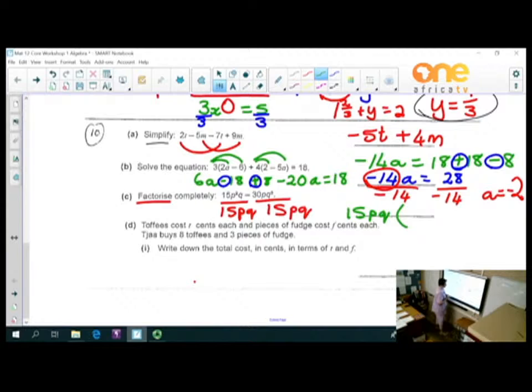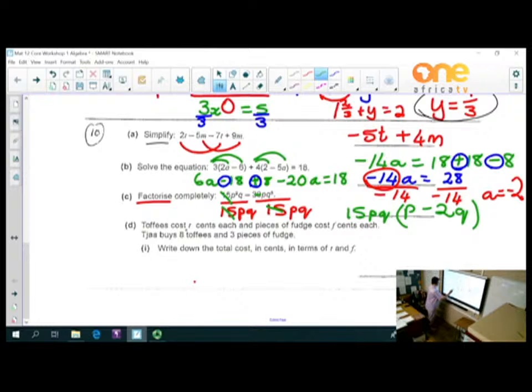So now I have to find the second one. When we divide, we subtract the indices. The 15s will cancel out here, so it is then P. Again, 15 will divide into that negative 30, negative 2 times. Subtract your indices. So it's Q. P minus 2Q.